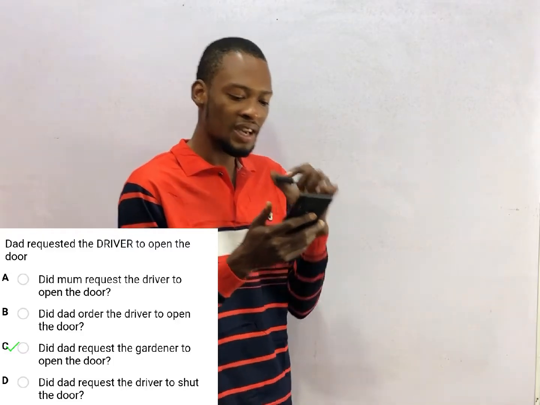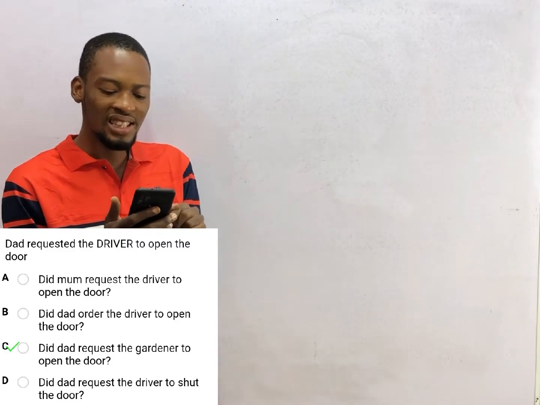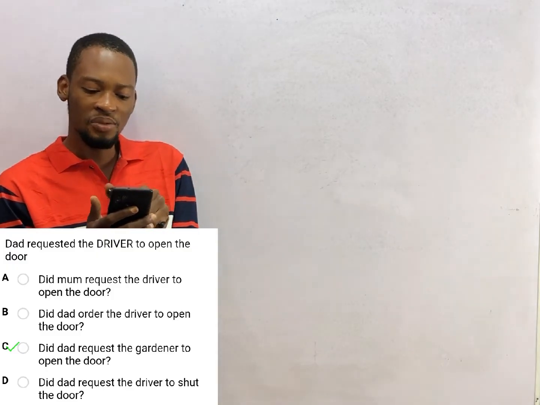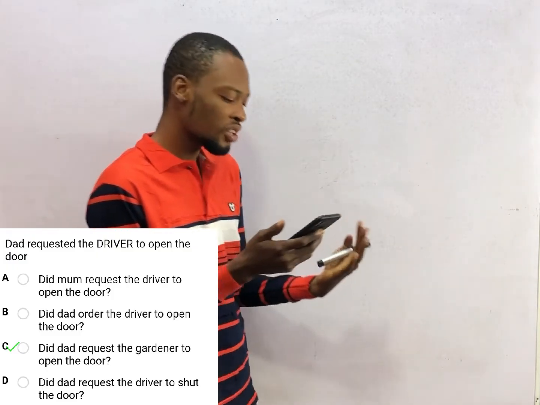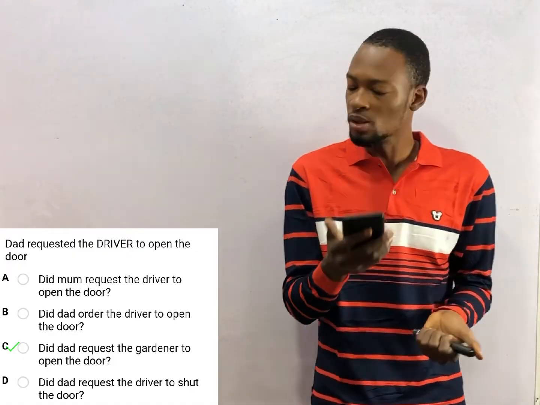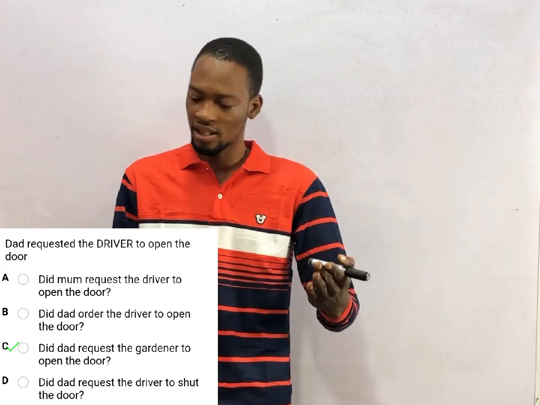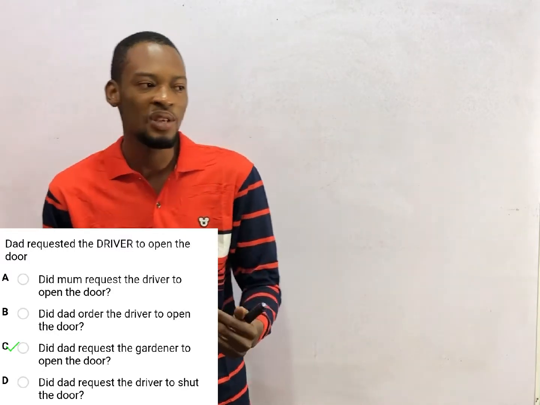So, option A, there is driver. Option B, there is driver. Option D, there is driver. Option C, instead of driver, they use gardener, which means if I say, did dad request the gardener to open the door, you have the right to emphasize on driver. I did not say gardener. I said dad requested the driver.